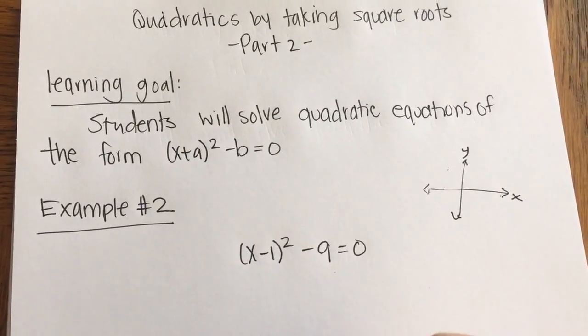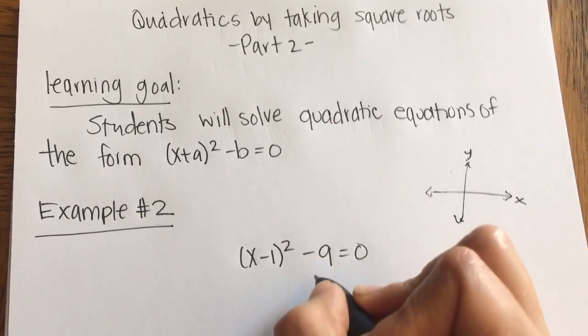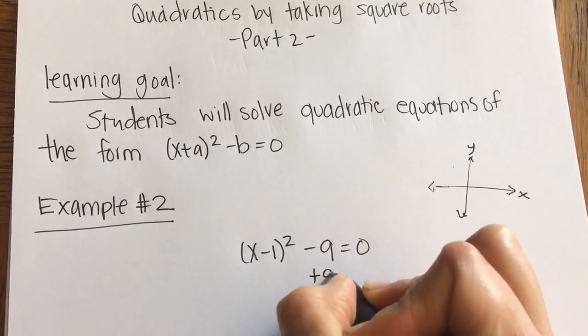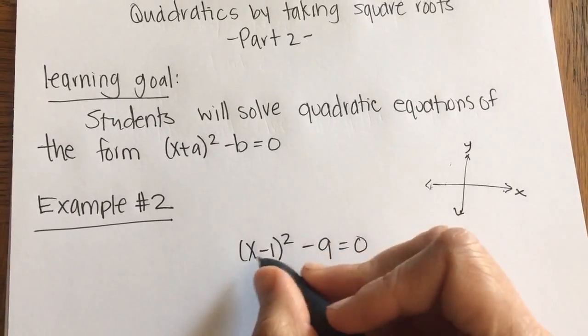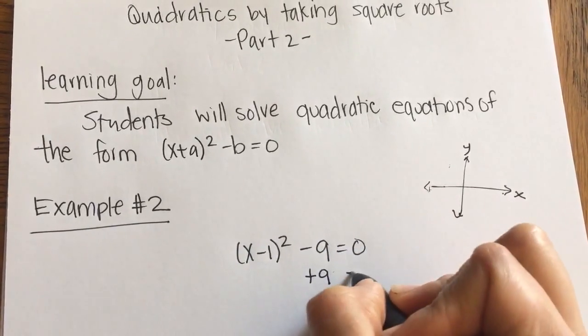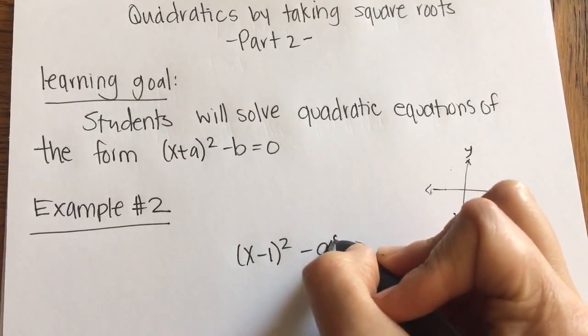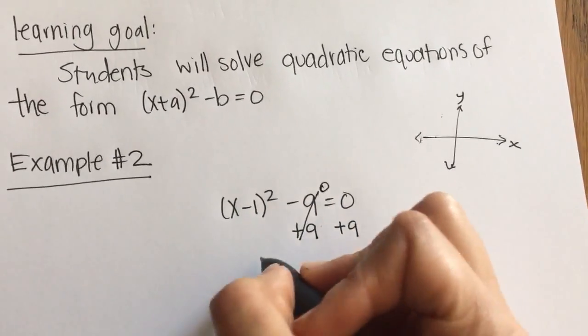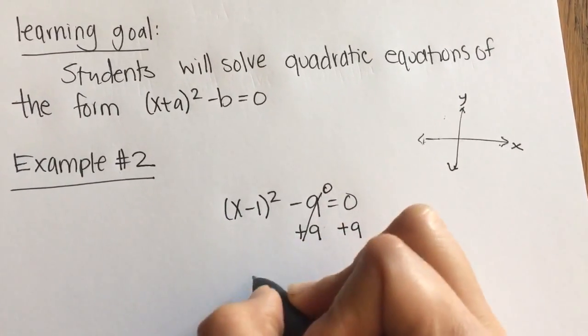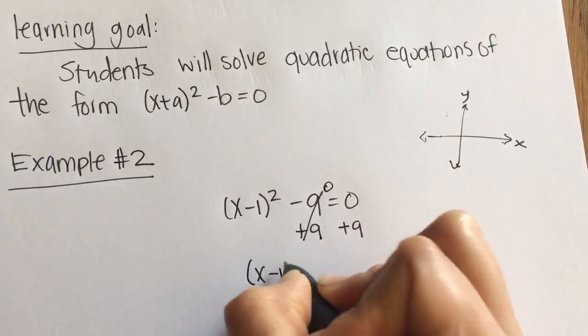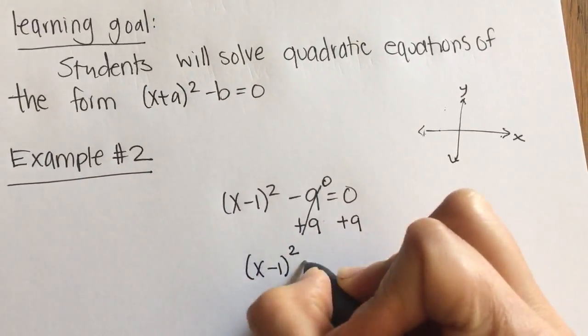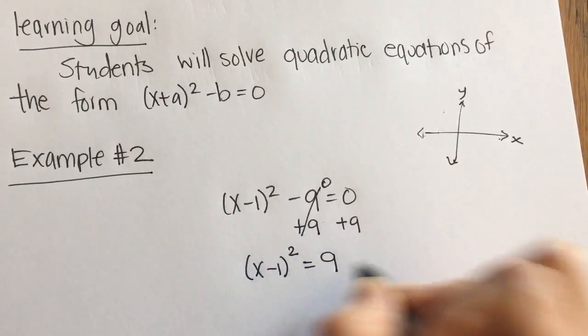All right, so I'm gonna do to one side what I do to the other to find my x, and I wanna isolate the variable. So -9 plus 9, that gives us 0. So then let's rewrite this. (x - 1)² equals positive 9.